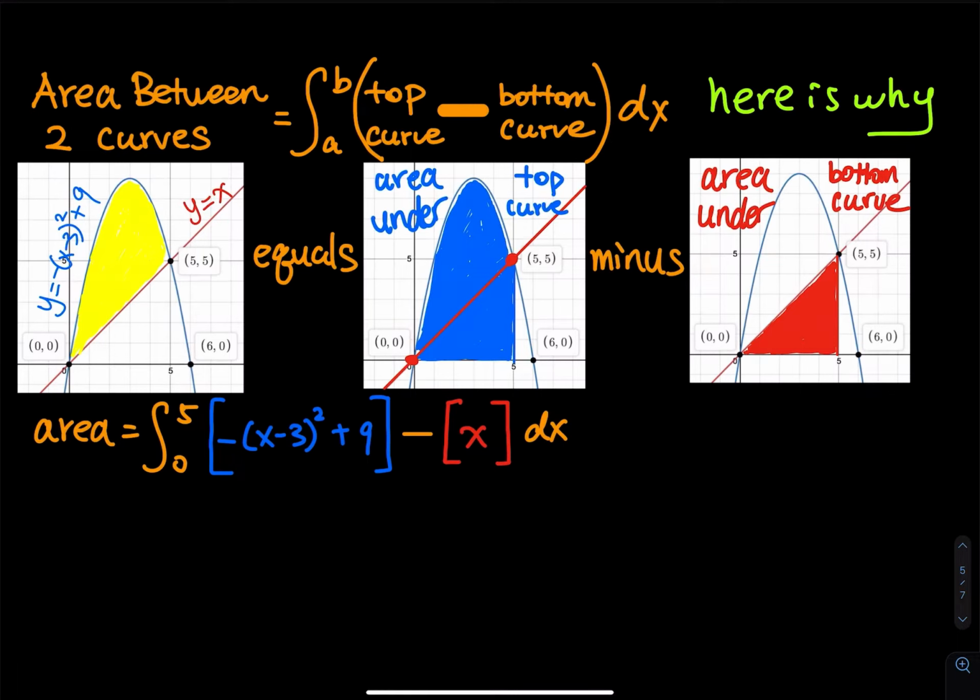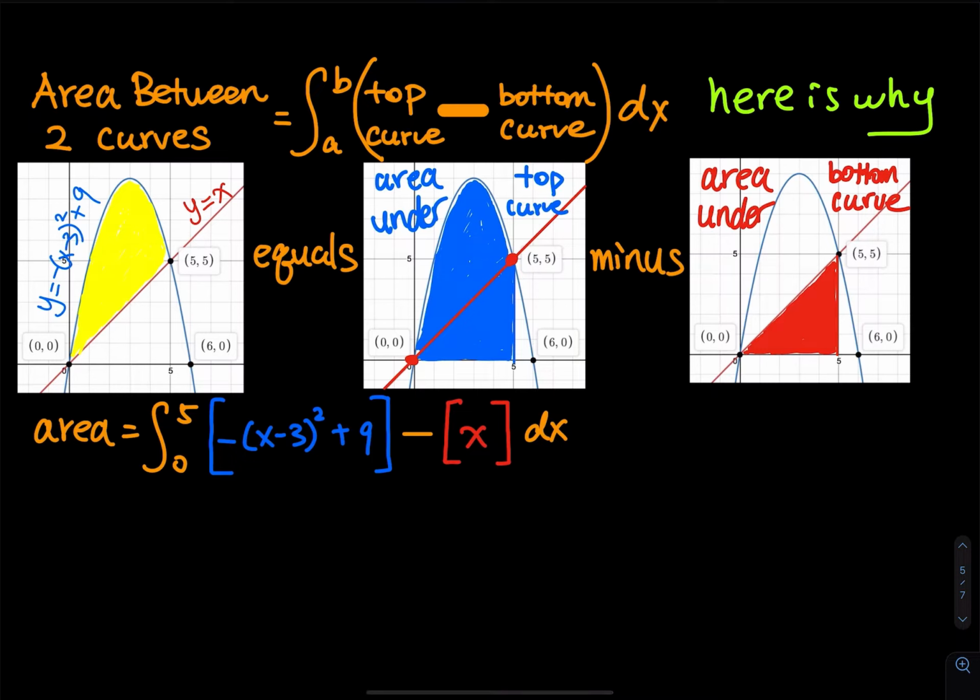When you are finding the area between two curves, you are setting up a definite integral. X goes from the lower limit to the upper limit. Usually this is where they intersect. So from a point to another point, and then you are using the top curve minus the bottom curve in the integrand, and then dx.